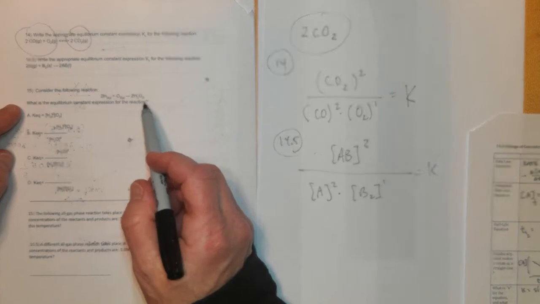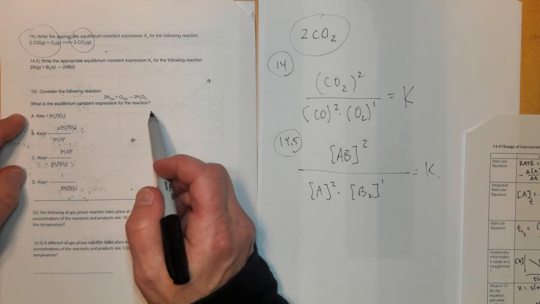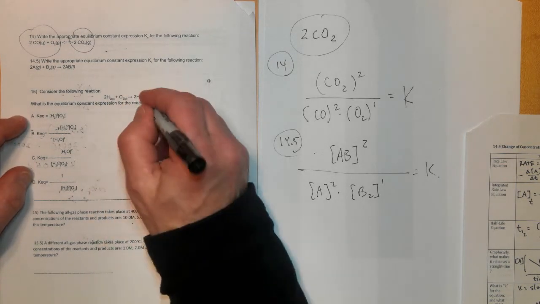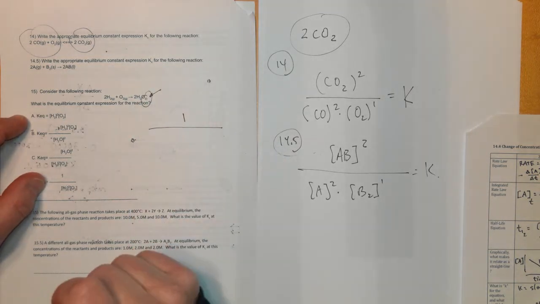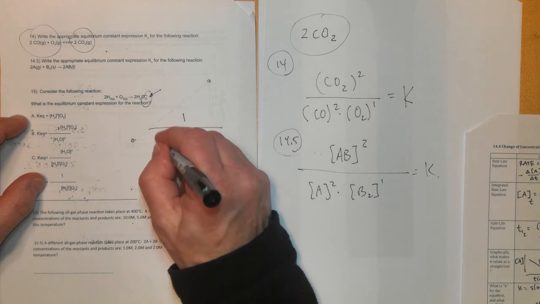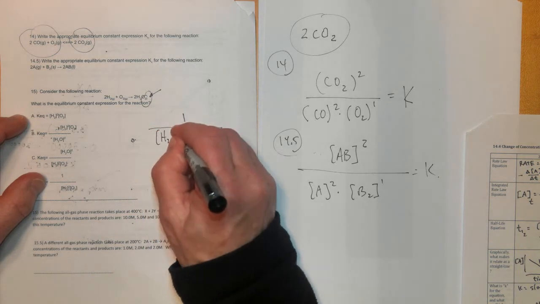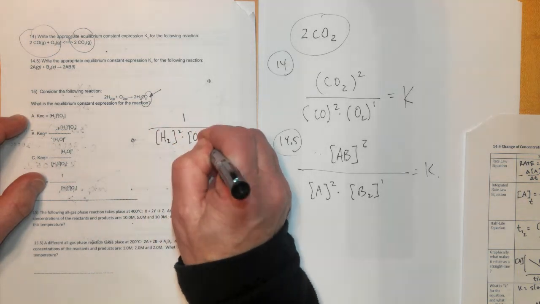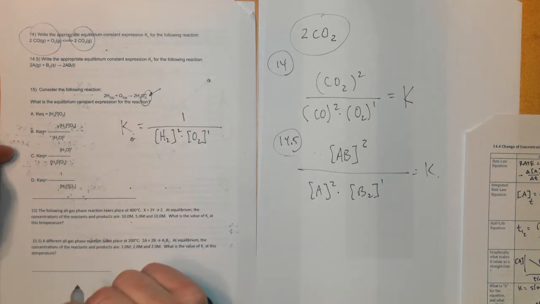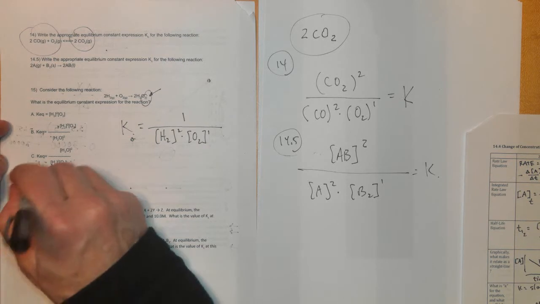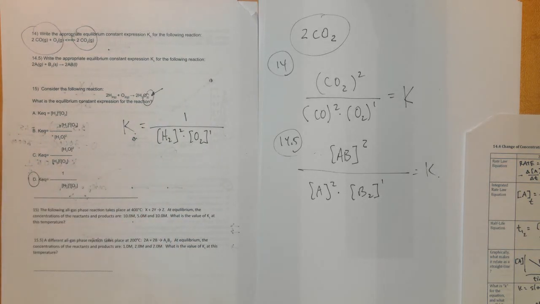In 15, it says consider the following reaction. What is the equilibrium constant expression for the reaction? So watch out for this. This one's a liquid, so it's going to be 1 on the top because that's a constant concentration, divided by H2, and that's going to be to the second power, times O2, and that's going to be to the first power. So this would be the equilibrium concentration constant for it, which is letter D.